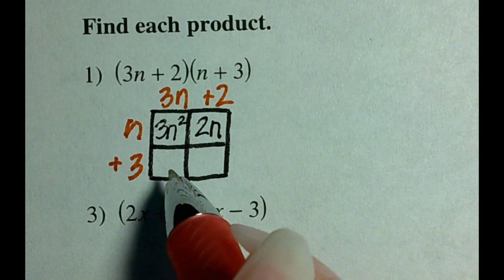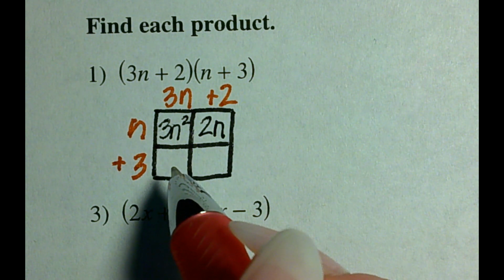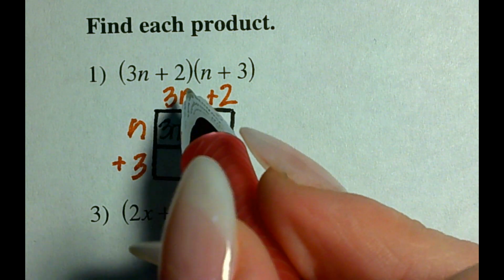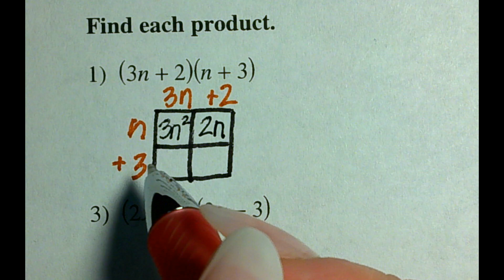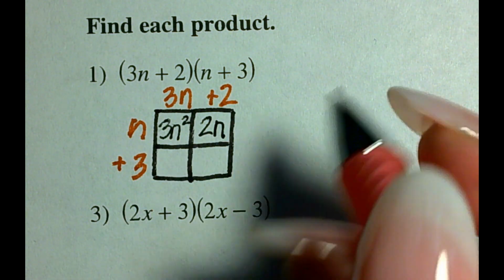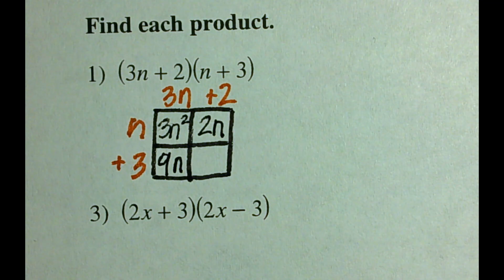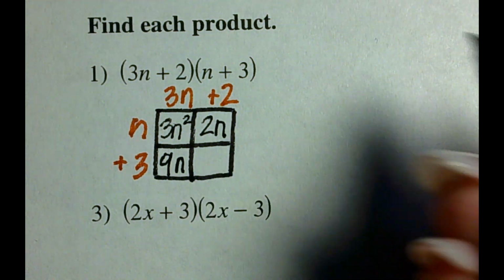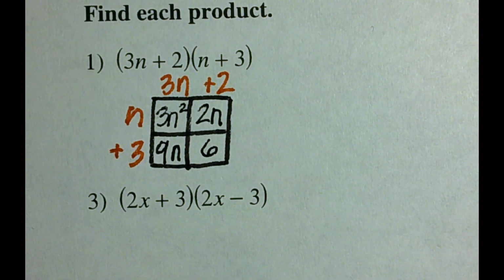What do we multiply down here? 2 and 3. So I have 3n and the 3. Yes, we're going to do 3n and 3. So what's that? 9n. Good. And last box, what do we multiply? 2 times 3, and that is 6. Good.